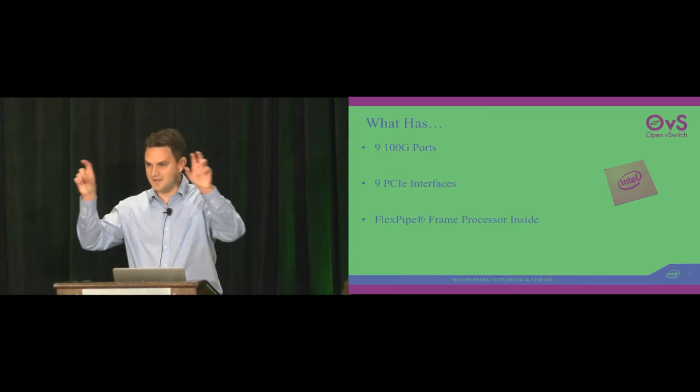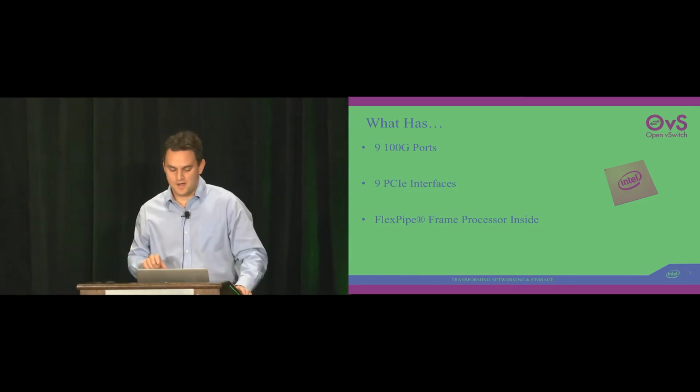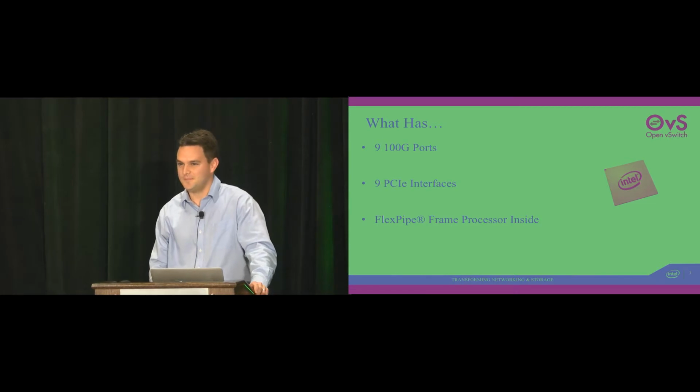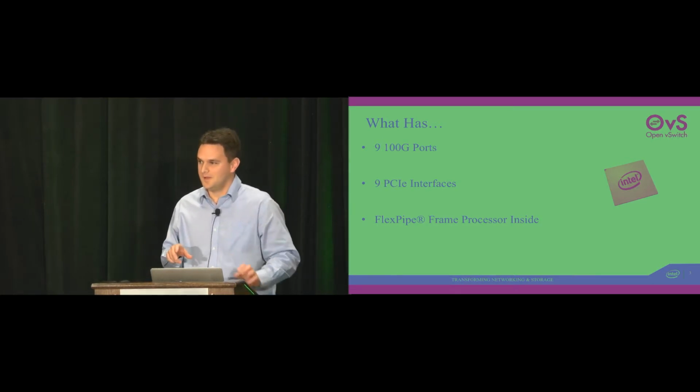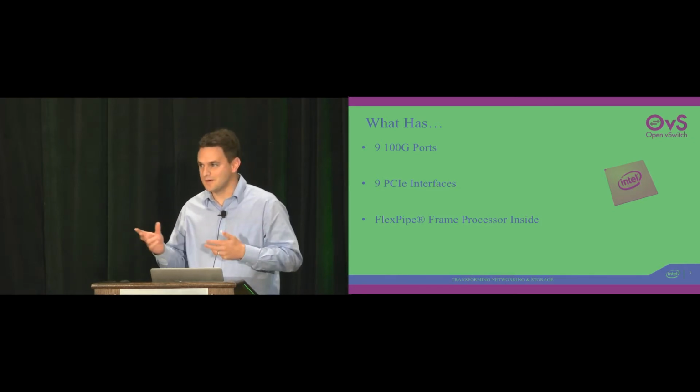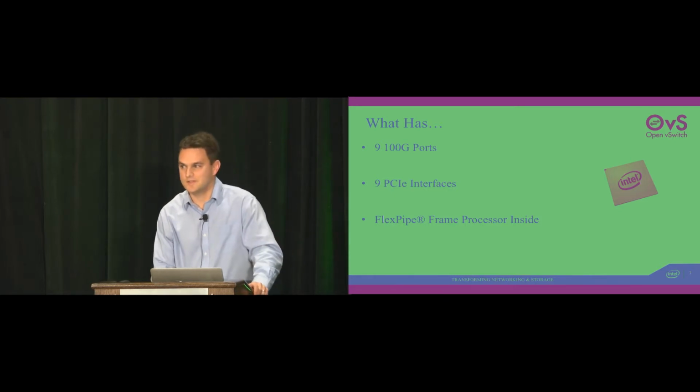And in the middle of all of that I/O, we have a frame processor called FlexPipe, which is a programmable, flexible pipeline to look at packets, modify packets, count packets, mirror, all of the same type of functions that you would see in OpenVSwitch.